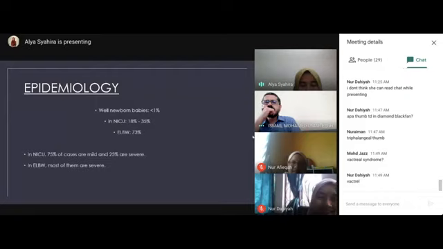Among the NICU patients, 75% of them have mild thrombocytopenia. Only 25% have severe thrombocytopenia. Meanwhile, in the extreme low birth weight infants, most of them have severe thrombocytopenia.